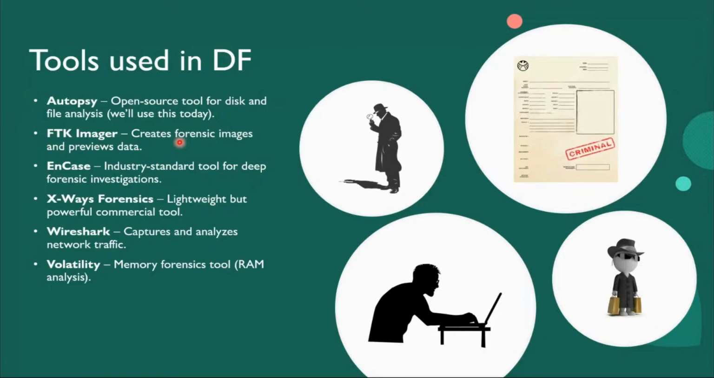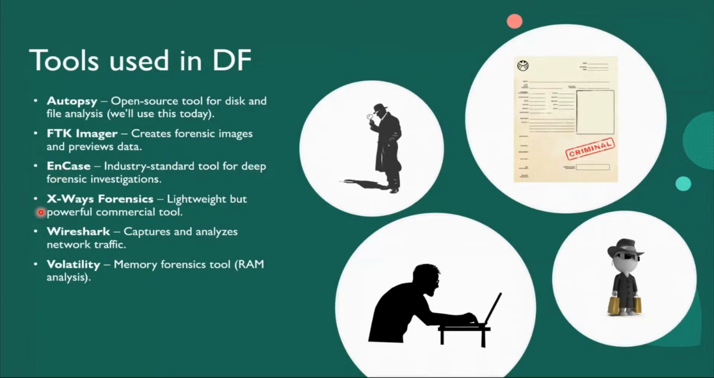It lets investigators preview contents without altering the original drive, and it maintains chain of custody by verifying hash values, you know, the MD5, SHA-1 hash values. So the third one is considered a gold standard commercial tool, and it is powerful for court-ready investigations, which is used by police, corporates, and government agencies, and it supports email analysis and report generation.